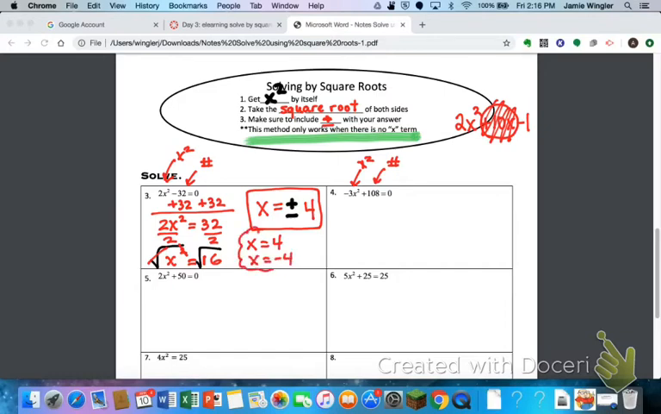You don't have to write them out twice like I did here in the cloud. You can just write x equals plus or minus 4. That means if you were to graph this parabola, it would cross the x-axis at 4 and negative 4.